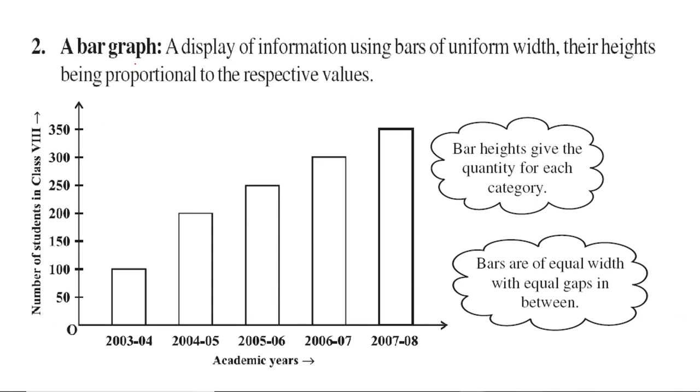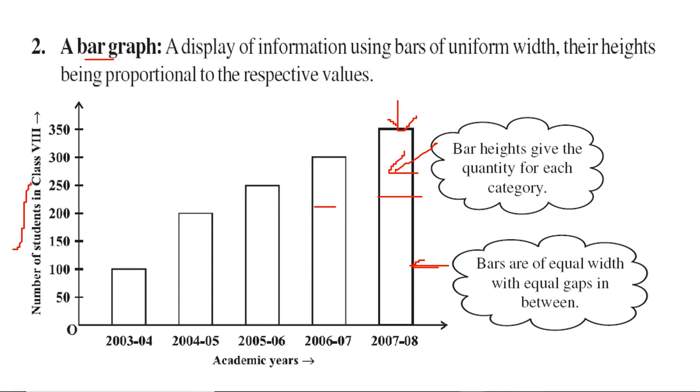Then we have the bar graph. When you eat a bar of chocolate, you might remember it, so it's kind of a bar. Similarly, in the bar graph we represent the information using these bars, these towers you can say. These are of uniform width, and the heights are proportional to certain values. The bar heights give the quantity of each category, and the bars are of equal width with equal gaps in between.